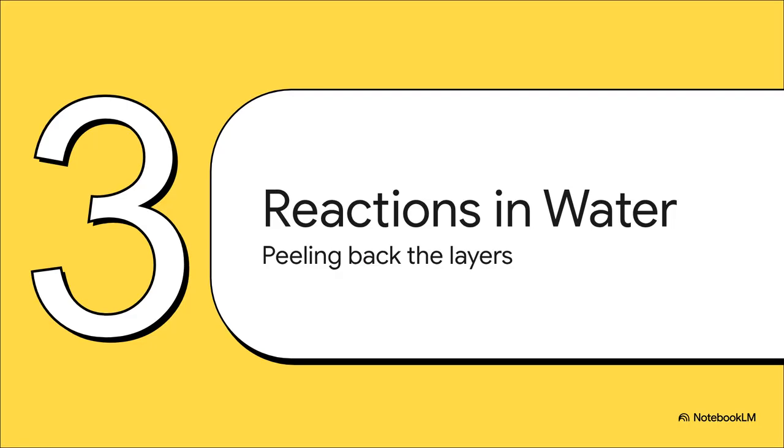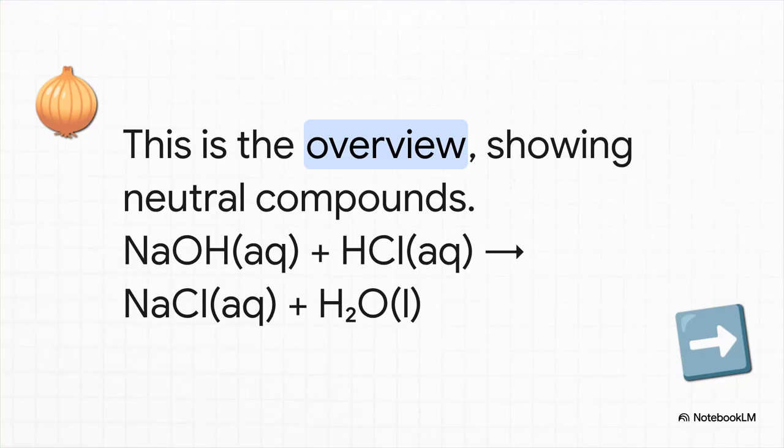Okay, so we know how to write the recipe, but a ton of these reactions happen in water. And to really, truly understand what's going on inside a solution, we have to peel back the layers, kind of like an onion. So the first layer, the outside of the onion, is the molecular equation. This is the big picture overview. It shows all the complete whole compounds involved. Here we've got sodium hydroxide and hydrochloric acid reacting to make plain old table salt and water. It's correct, but it's not telling us the whole story.